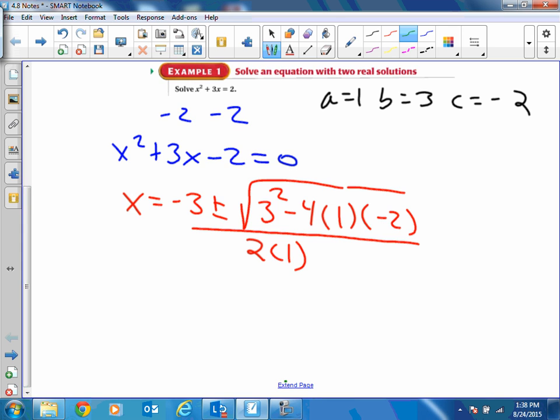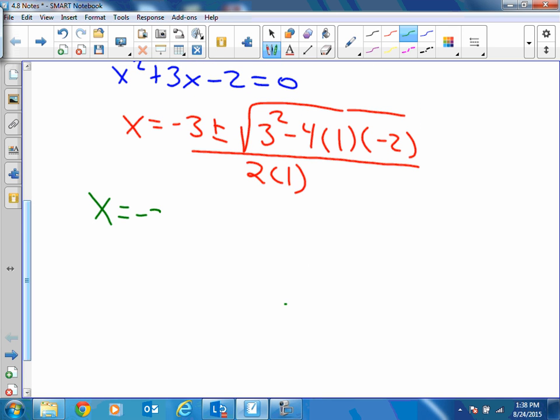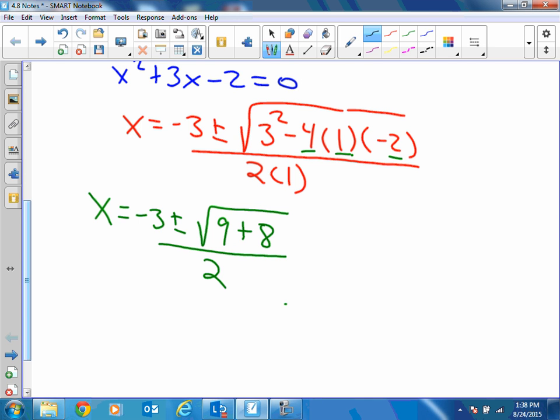So you got x equals -3 plus or minus 3 squared is 9. -4 times 1 times -2 is +8, all over 2 times 1, which is 2. Then we simplify further. X equals -3 plus or minus square root of 17, all over 2.